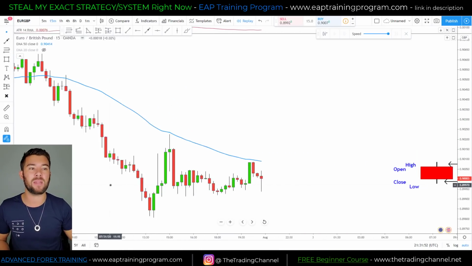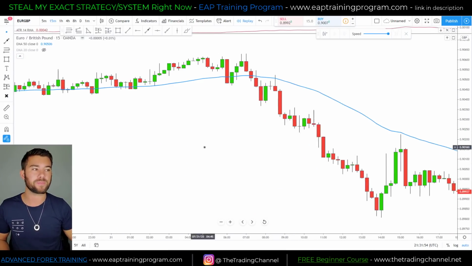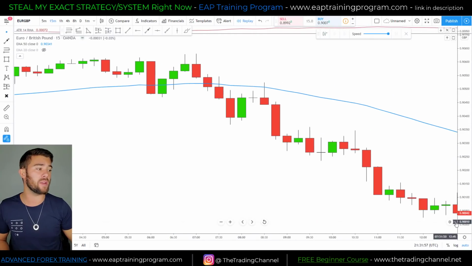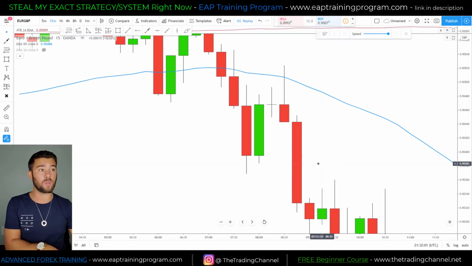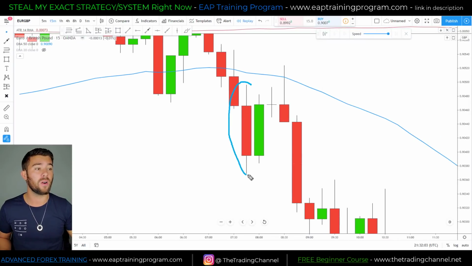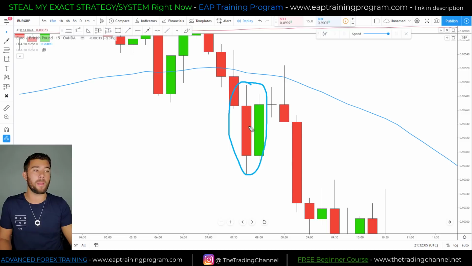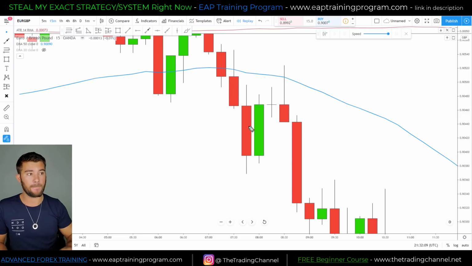Right now, we're on a 15-minute chart of the euro pound. I'm going to zoom in as far as I can, and we're going to look at 2 candles. Let's first look at this red candle I'm going to circle right now. On this red candle, see if you can spot the high, low, open, and close. Where would they be? Hopefully you were able to say that this red candle opened right here.